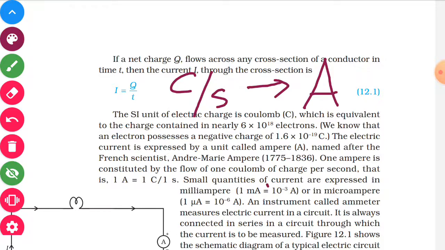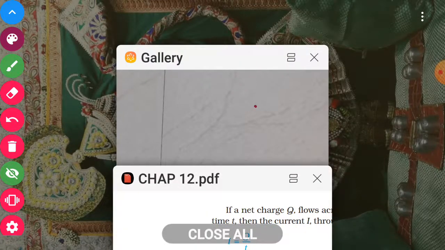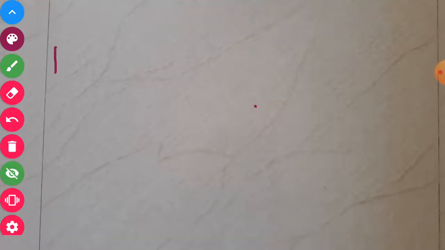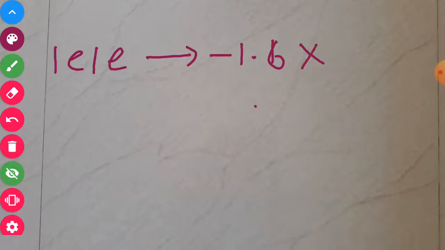Okay. Now see, we have one fact. Try to understand this: the charge of one electron is minus 1.6 into 10 to the power minus 19 coulomb.